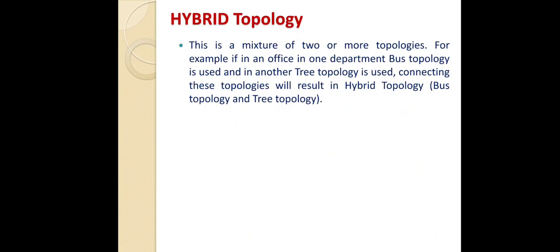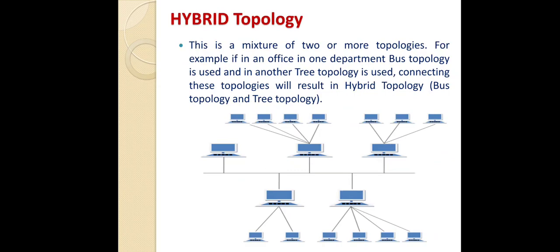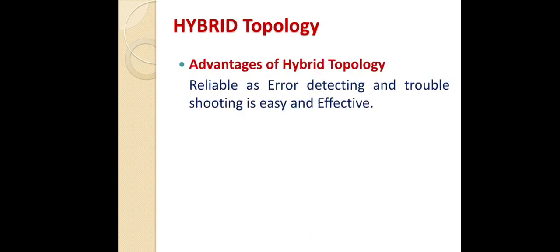The final topology we are going to discuss is the hybrid topology. Hybrid topology is a mixture of different topologies as shown here in the diagram. For example, if in an office we have one bus topology while in another department we have tree topology, the combination of these two topologies is called hybrid topology, that is the bus topology and the tree topology. Now the advantage of this hybrid topology is that it is reliable, as error detecting and troubleshooting is easy and effective.